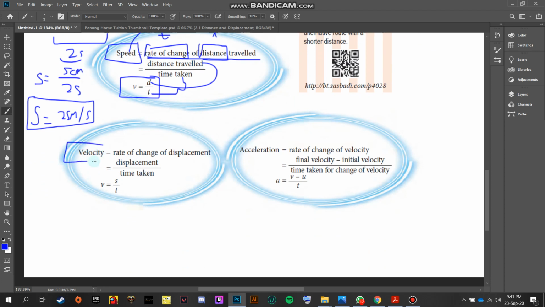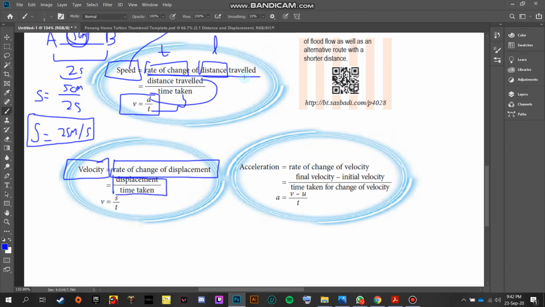Now the velocity, as I mentioned earlier, that was speed. This one, the velocity, is the rate of change of displacement over time taken. Now the speed only involves magnitude, while the velocity involves displacement that has magnitude and direction.